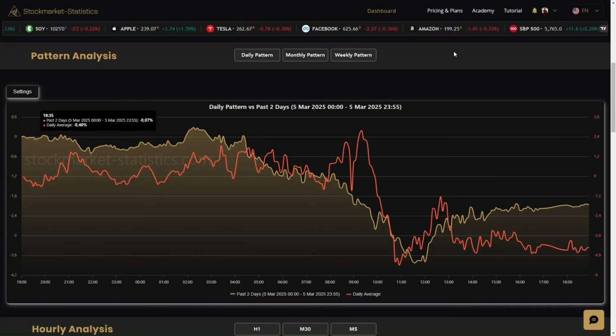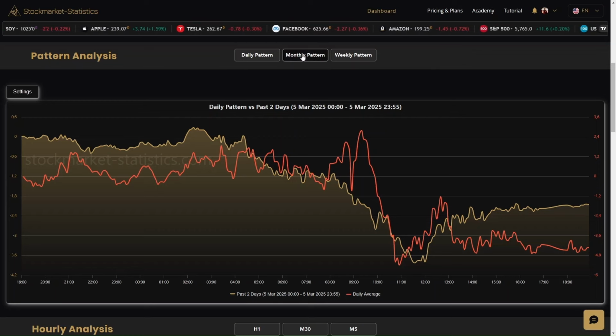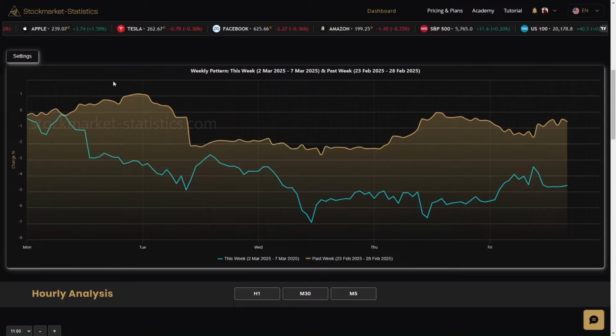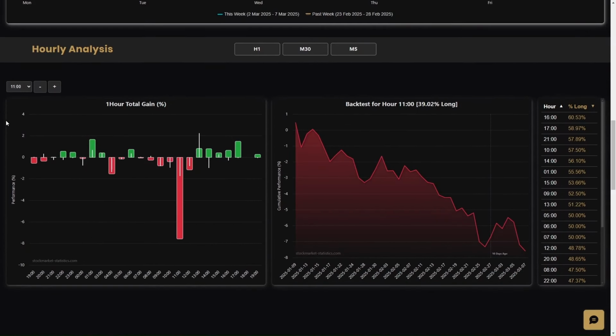In addition to the daily average pattern, we can analyze the monthly and weekly average patterns in exactly the same way. Scrolling further down, we find another important tool: the analysis of the distribution of the hours of the day. Our system examines every single hour to identify statistical biases present in each market and to detect bullish or bearish imbalances. As mentioned earlier, these trends tend to change over time, so it's essential to have software that automatically updates these calculations daily according to special parameters.